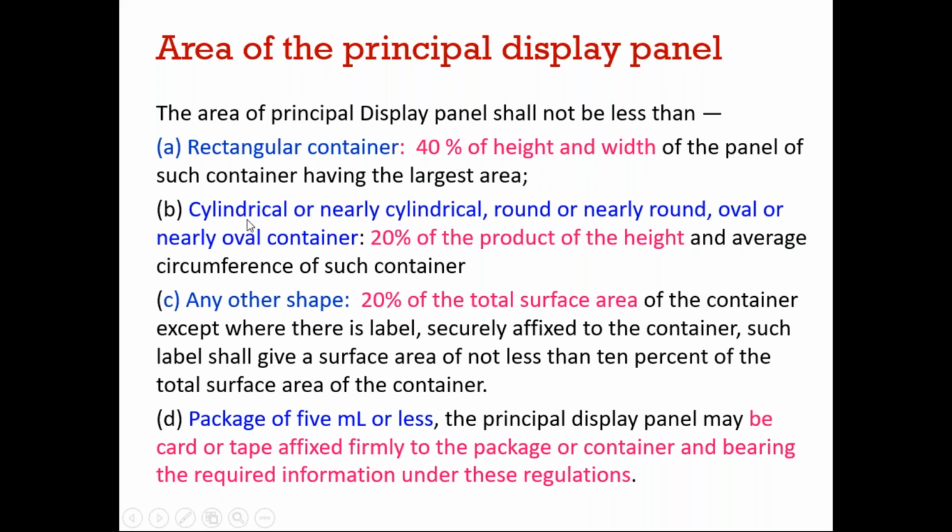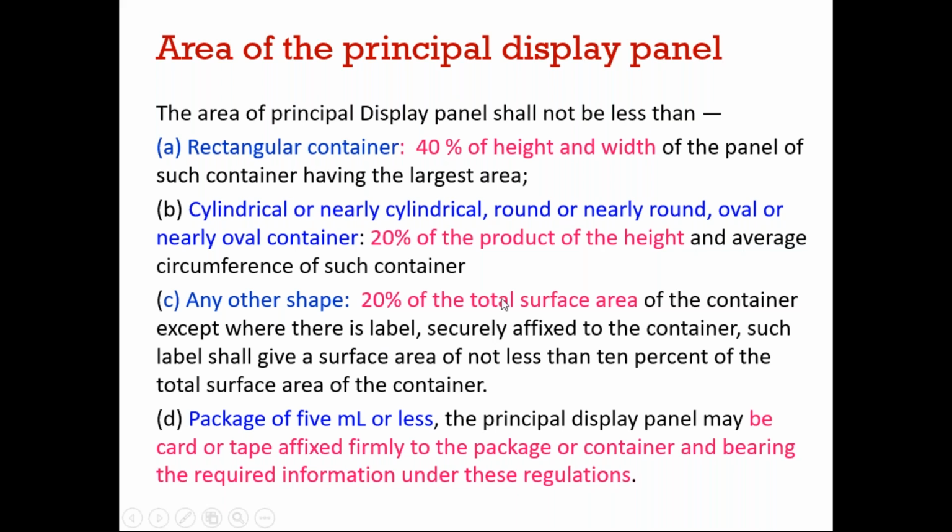If it is a cylindrical package or a nearly cylindrical package, the principal display panel should be 20% of the product of the height and the average circumference of such a container. That means it is not the volume, which is pi r squared. It is the circumference, which is pi into d, the diameter. If you are using any shape other than rectangular or cylindrical, the principal display panel should be about 20% of the total surface area.